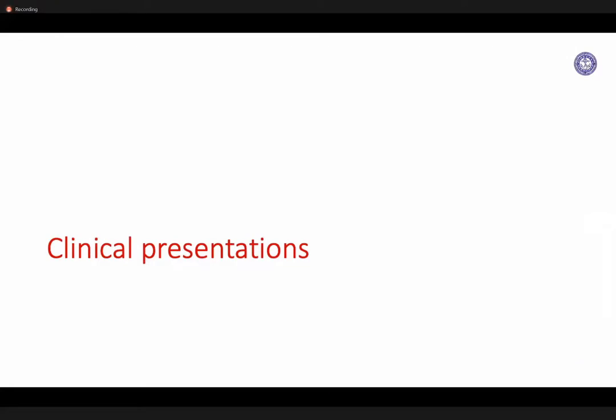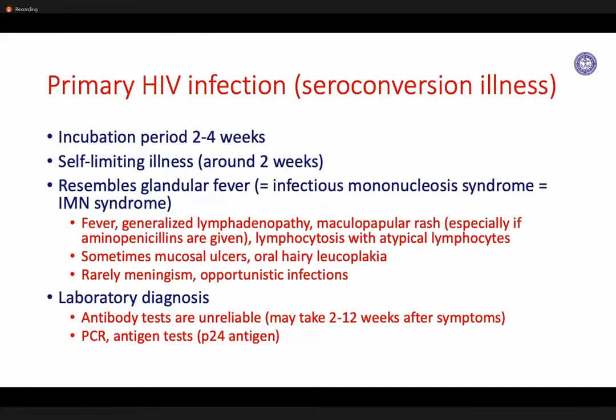So using that natural history story, now let me take you through the clinical presentations you might see in HIV-positive persons. The first thing that can happen is a primary HIV infection or seroconversion illness. That is, after an incubation period of about 2 to 4 weeks of infection, they get this illness. It's a self-limiting illness that lasts around 2 weeks, and it resembles glandular fever, which is also known as infectious mononucleosis syndrome or IMN syndrome. So they get fever, generalized lymphadenopathy, maculopapular rash, especially if they are given antibiotics of the aminopenicillin group, such as amoxicillin, lymphocytosis, and atypical lymphocytes in the blood picture.